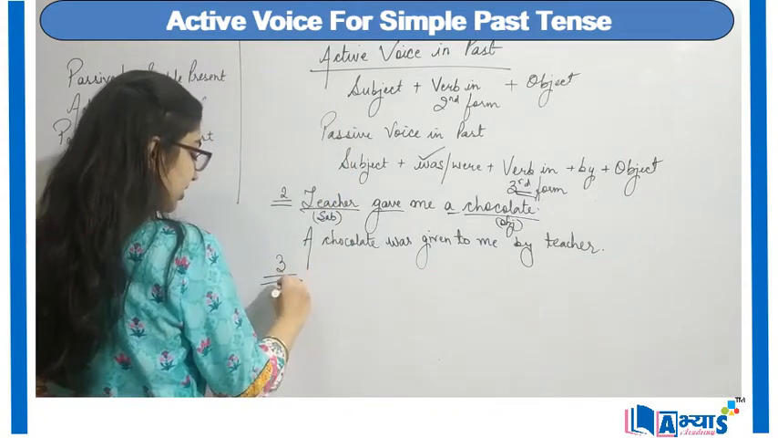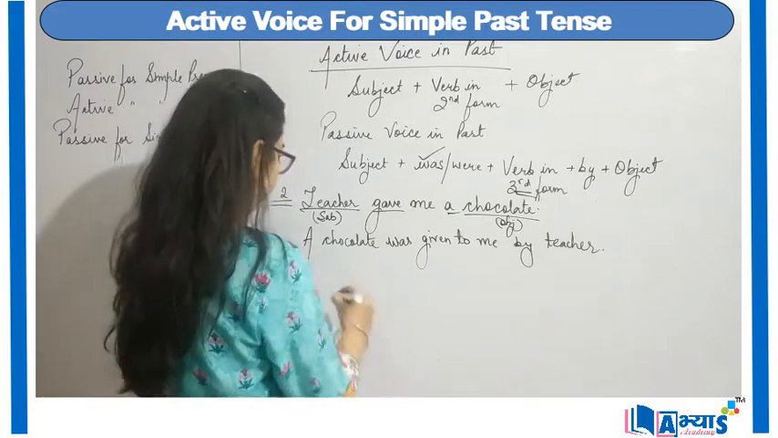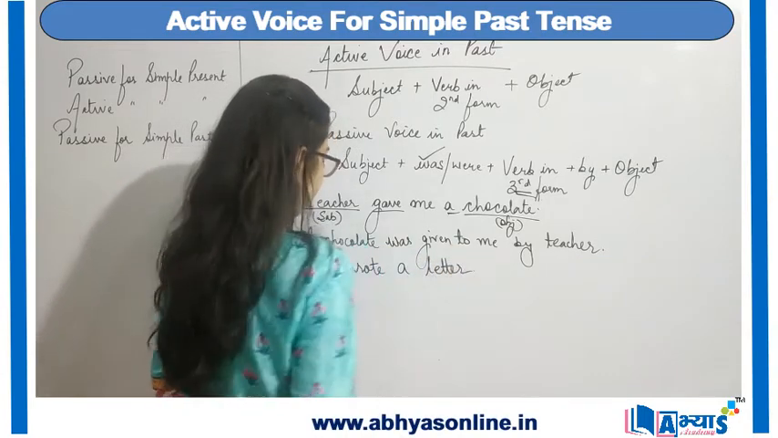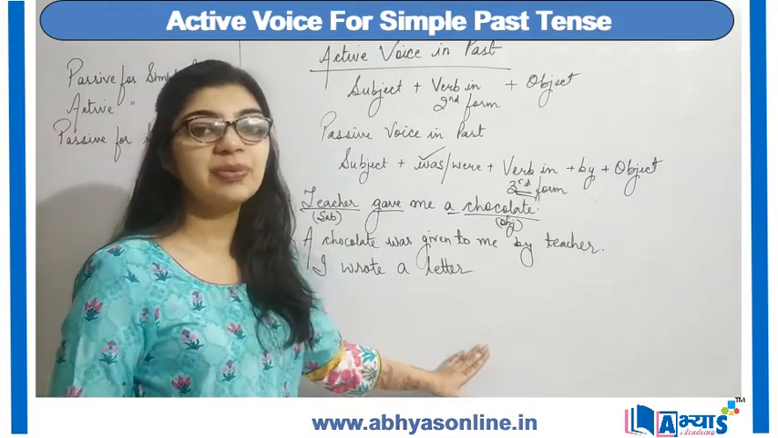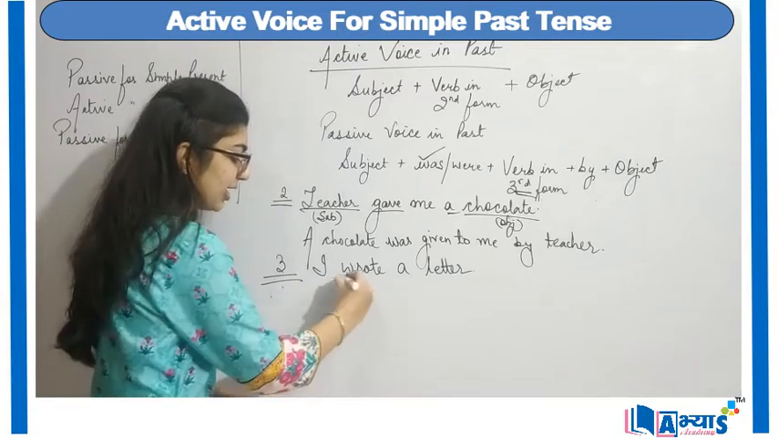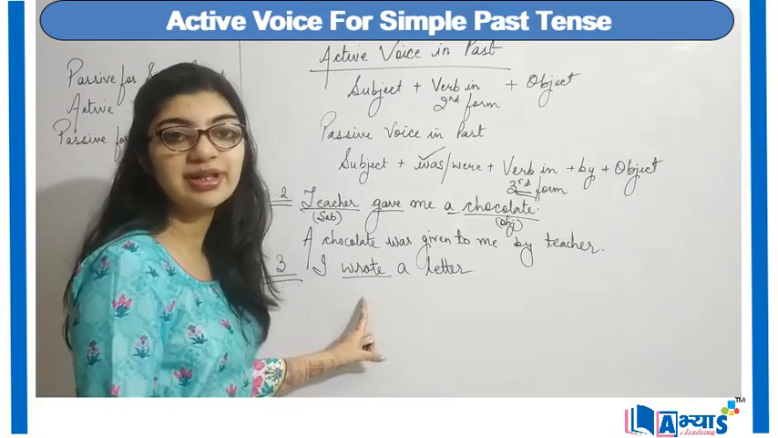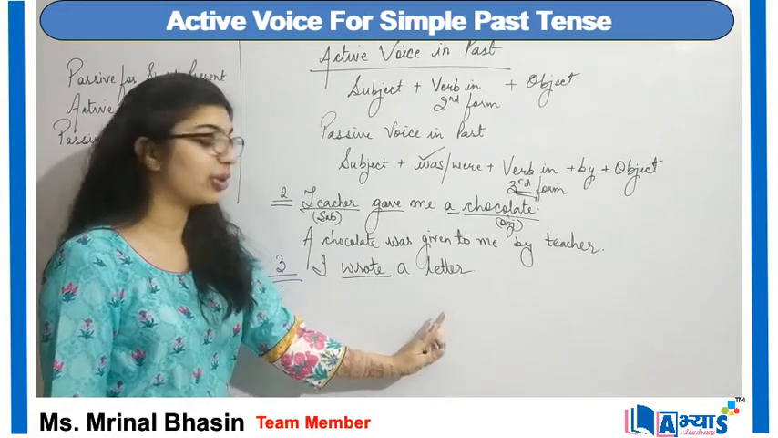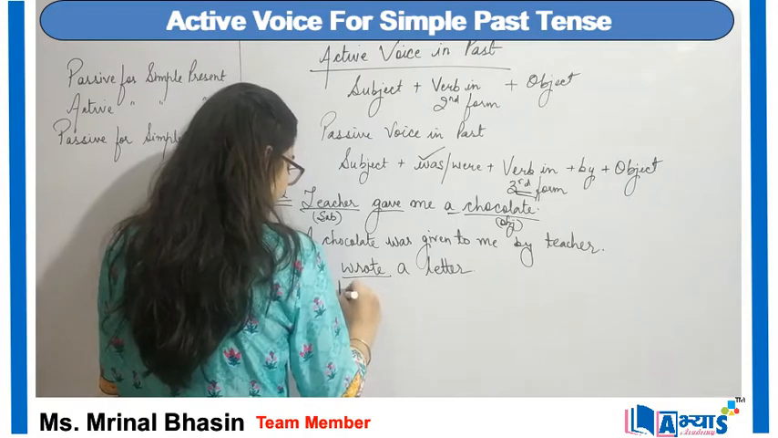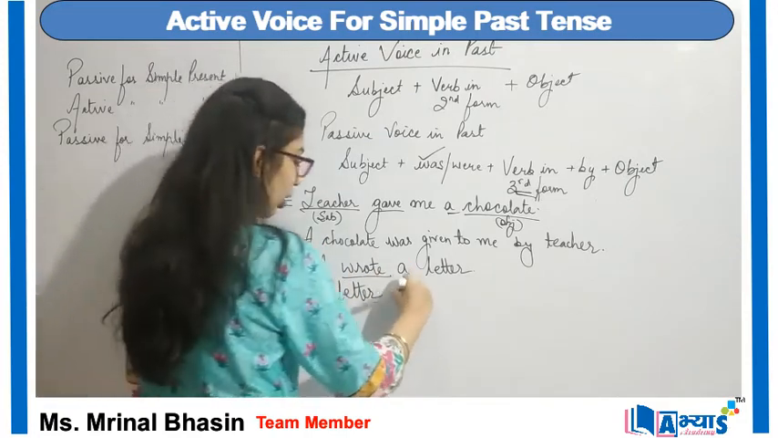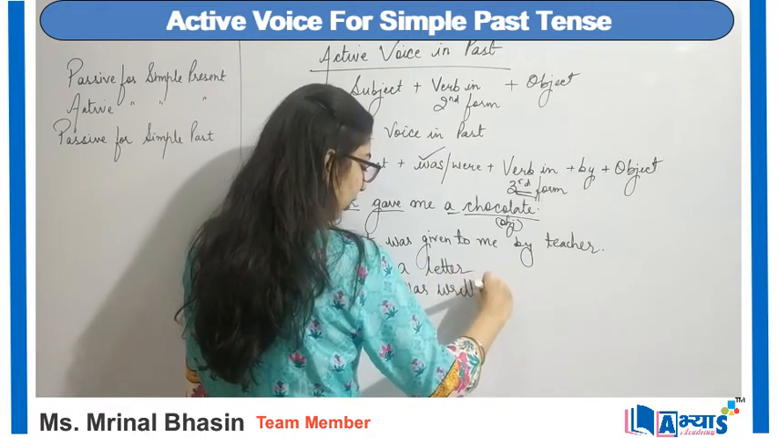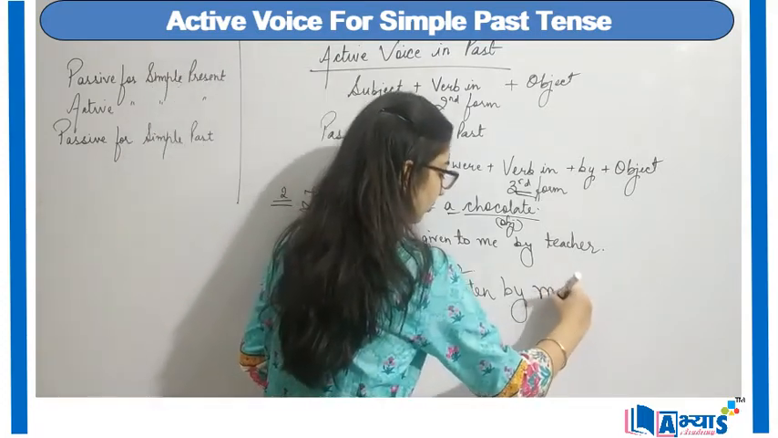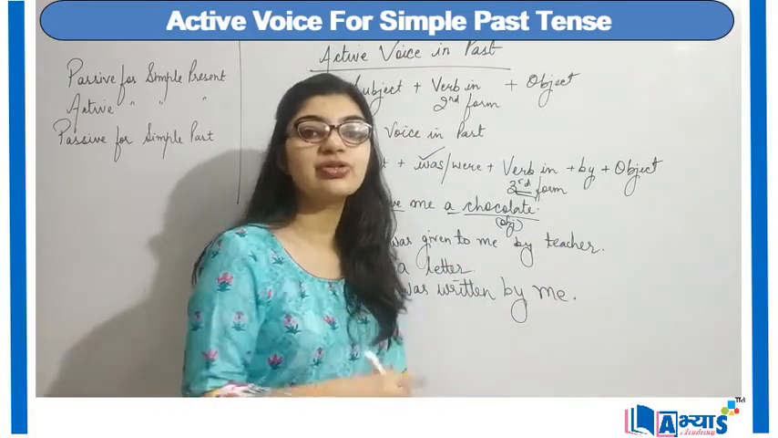Let me explain with another example. For example, I wrote a letter. Now, I wrote a letter is in simple active form, and that active form is in simple past tense. Why? Because there is verb in second form. So, a letter is the object over here, but for passive, now a letter will become the subject. So, I will say a letter, wrote becomes written, was written by. Now, for passive, I gets changed to me. Similarly, we gets changed to us.